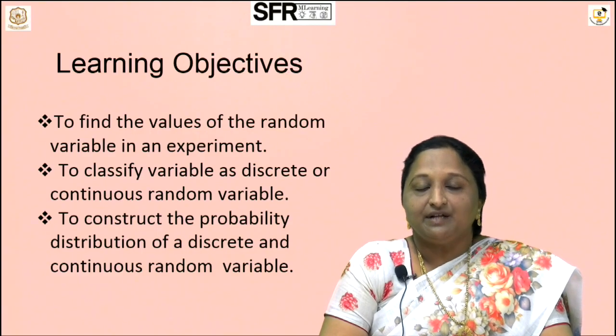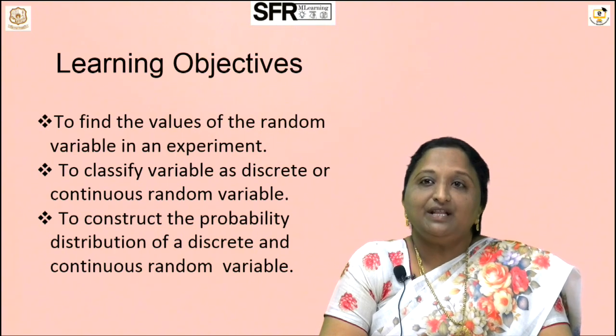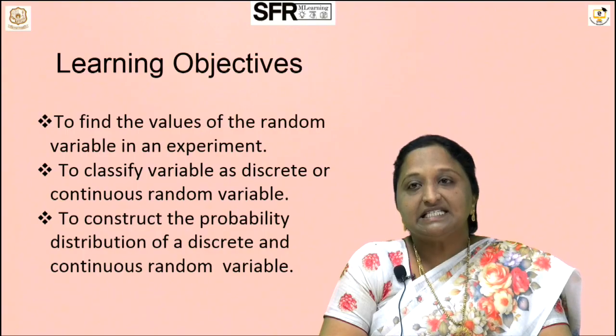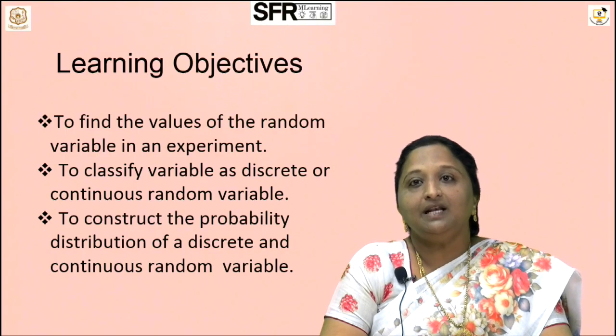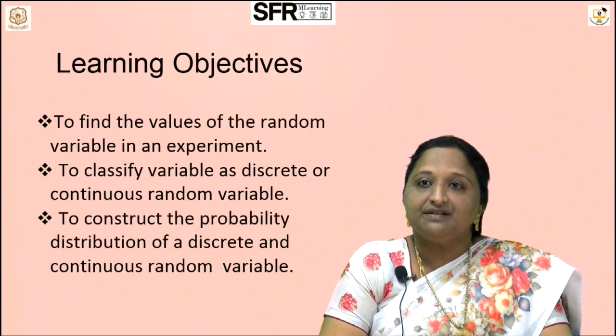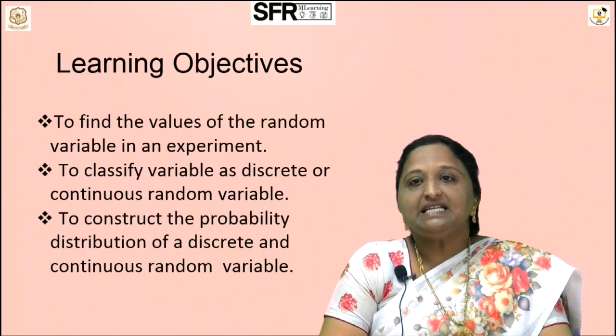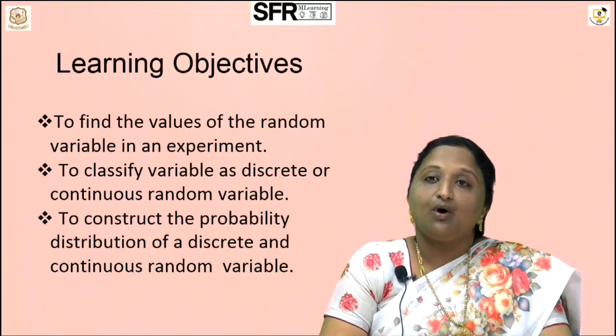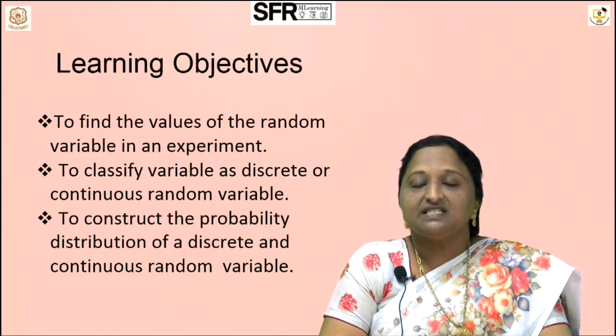Some learning objectives of the session: to find the values of the random variables in an experiment, to classify a variable as a discrete or continuous random variable, and to construct the probability distribution of a discrete and continuous random variable. Random variable is an event space. We are going to find 0 or 1 as a value in the sample space given.